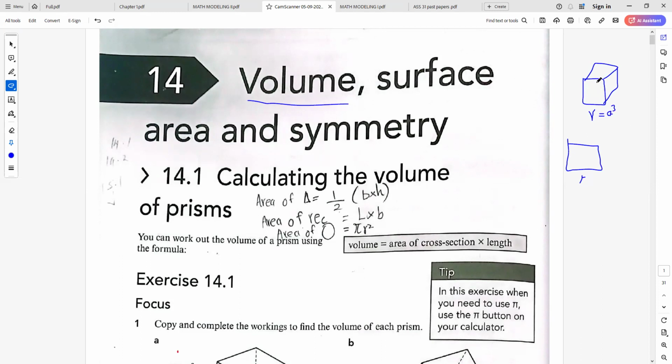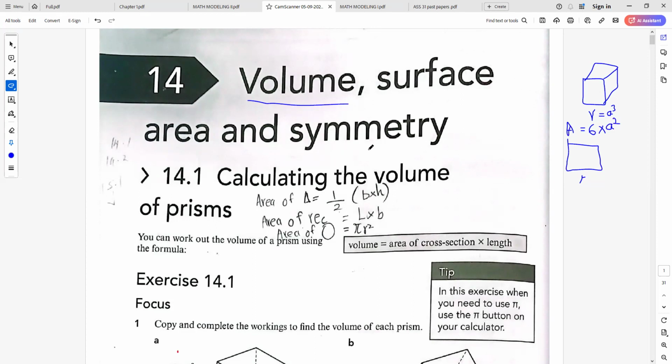Now again, for the surface area, in a cube we have 6 square faces. So 6 times the area of one square face, which is 6 times A squared, is the surface area.